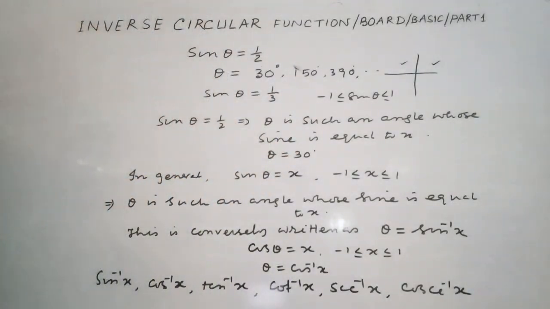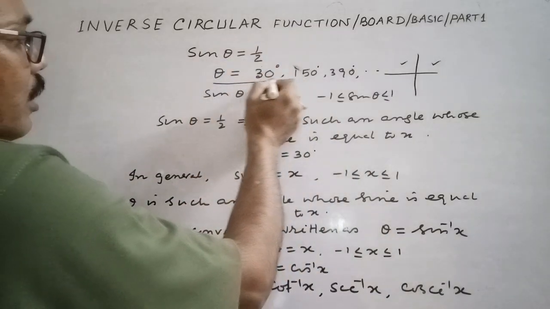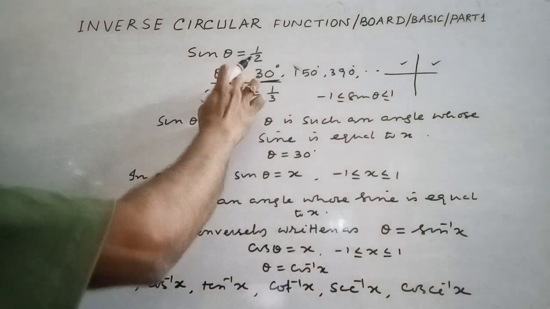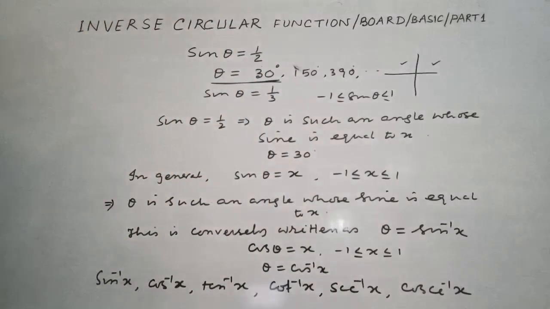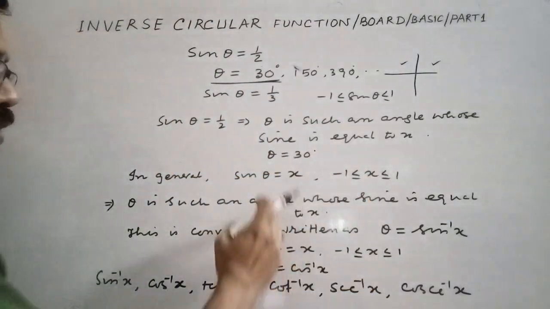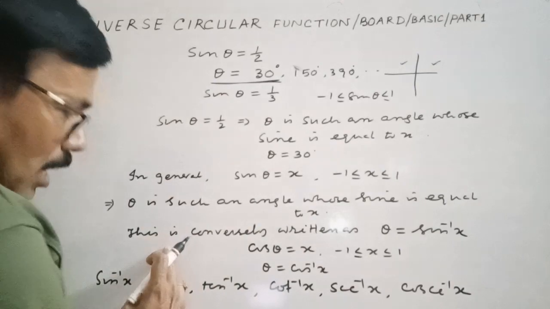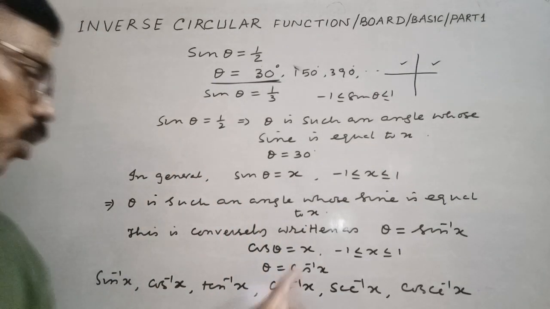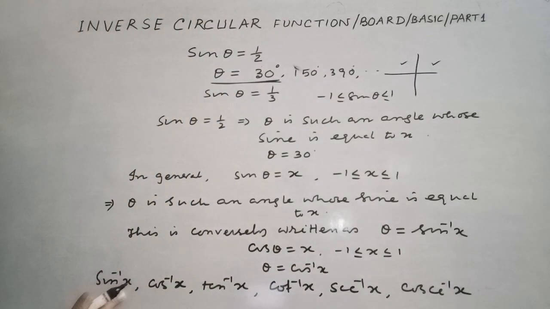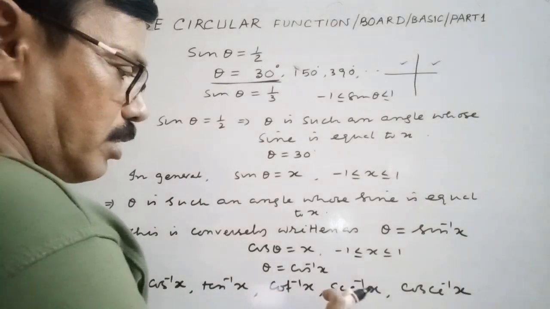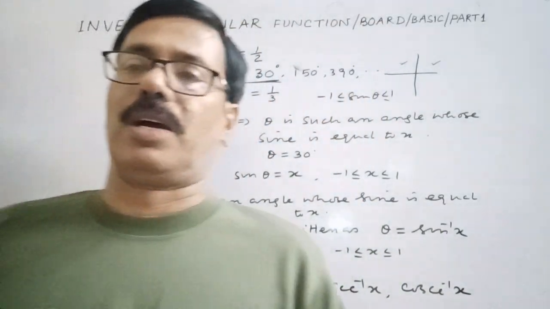Inverse circular function. So, listen again, sin theta equals half, you may get theta equals 30. But if sin theta equals 1 by 3, you cannot find theta. So in general, if sin theta equals x, then we write theta equals sin inverse x. So similarly for other trigonometric functions, cos theta equals x, theta equals cos inverse x. So sin inverse, cos inverse, tan inverse, cot inverse, sec inverse, cosec inverse, they are known as inverse circular functions.